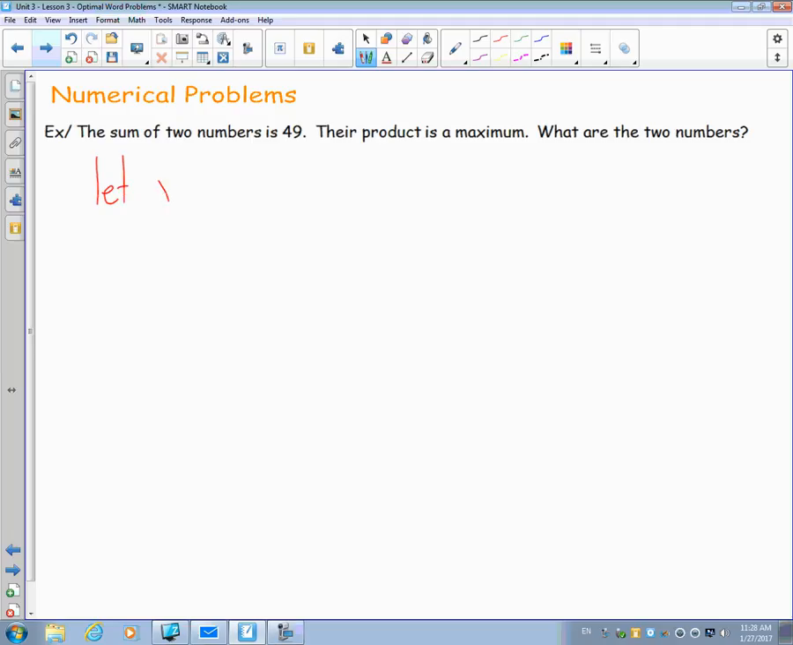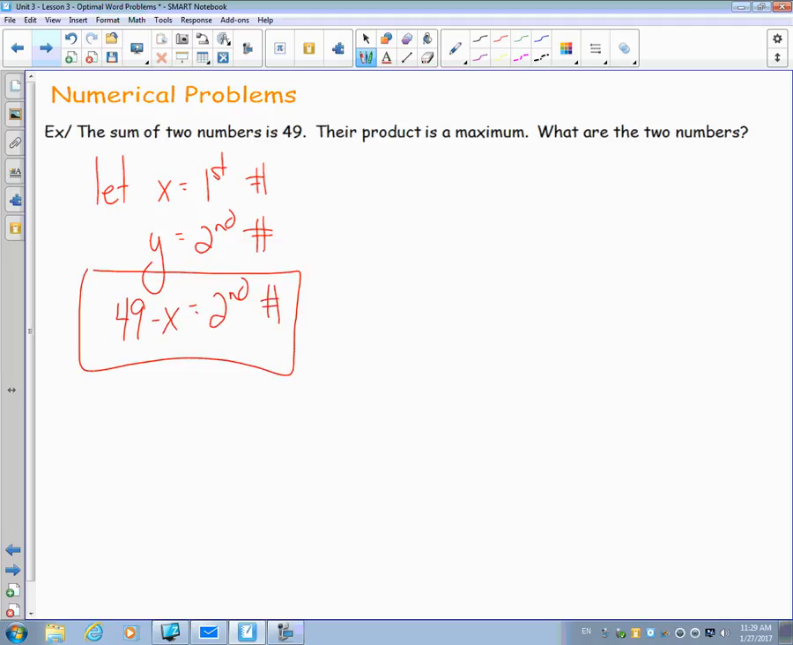There's my let statement. Let x equal the first number. Second number, I could write down y equals. That's fine if you want to do that. Or, given that we know they're related to each other, they add up to 49, you could say 49 minus x would be your second number. And that's an option. If you don't want to do that, that's okay. We'll teach you both ways.